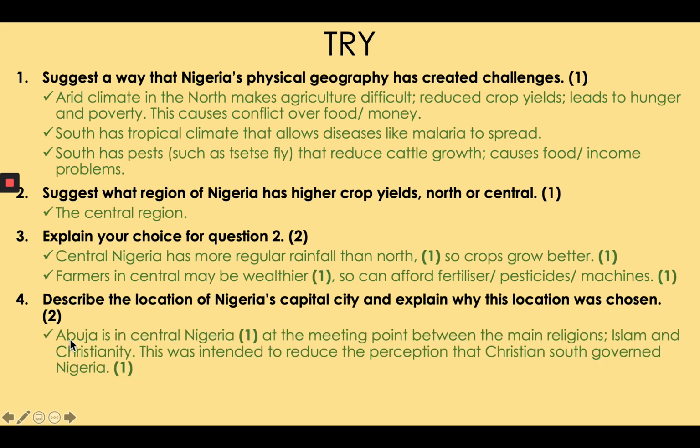Finally, describe the location of Nigeria's capital city and explain why this location was chosen. So you should have said that Abuja is in central Nigeria, at the meeting point between the main religions, Islam and Christianity. This was intended to reduce the perception that the Christian south governs Nigeria. Give yourselves a mark.